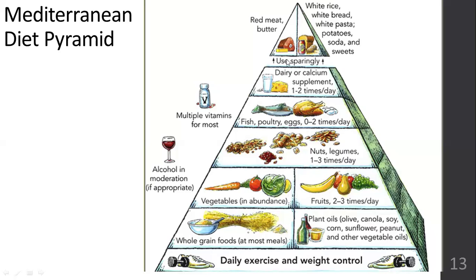In the Mediterranean diet, they don't use a lot of red meat. Very sparingly they will use red meat: beef, pork, mutton, lamb. Very little they will use. But they use a lot of fish.